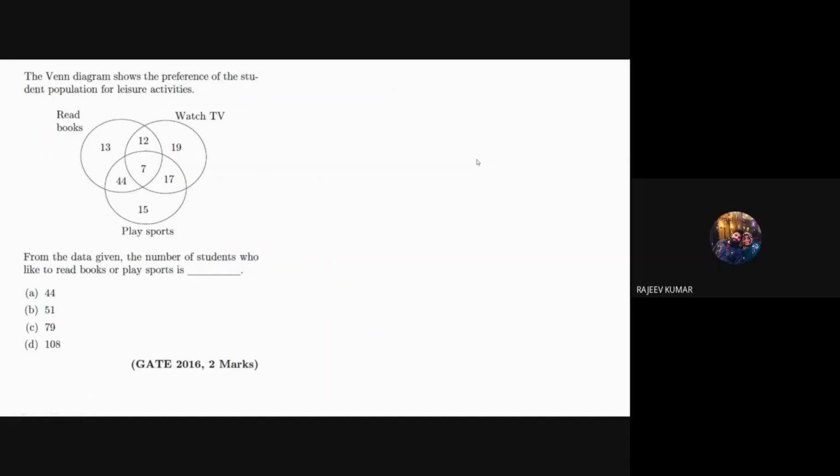Try to solve the next one. Over here, one thing I will make clear before we start with the question. Where 13 is written, it comes inside reading books, so these are the students who only read books. Similarly, 15 are the students who only play sports, and 19 are the students who only watch movies. These numbers show that. Now try to find out the answer for this.